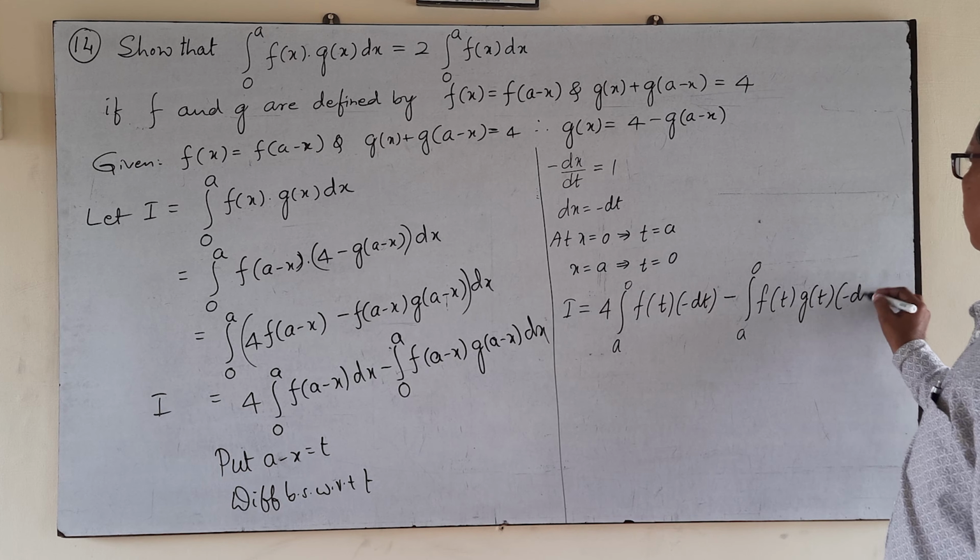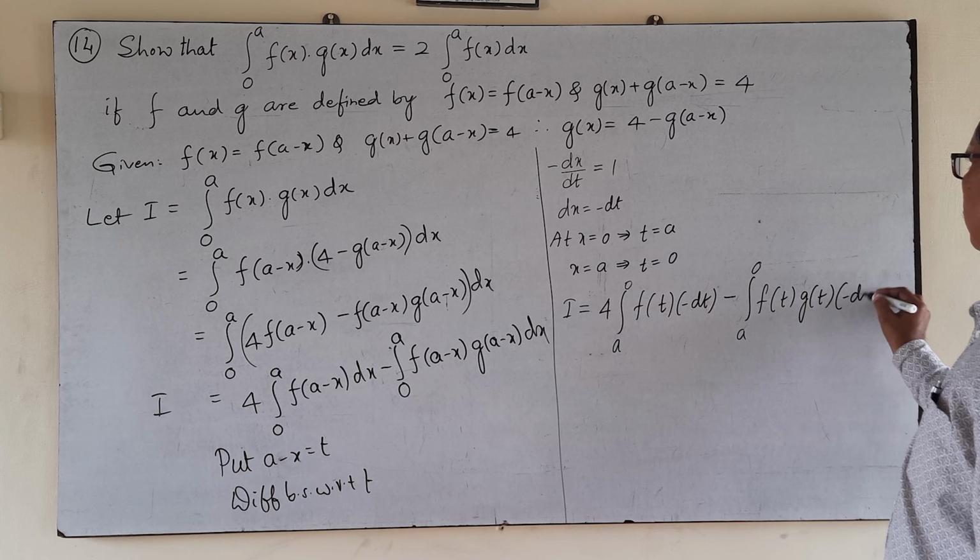Now that is I is equal to 4 into integral from 0 to a f of x dx minus integral from 0 to a f of x g of x dx, using equation number 1 denoted by I. Correct? Take minus I on the left side plus I, that is I plus I is equal to 4 into integral from 0 to a f of x with respect to x.